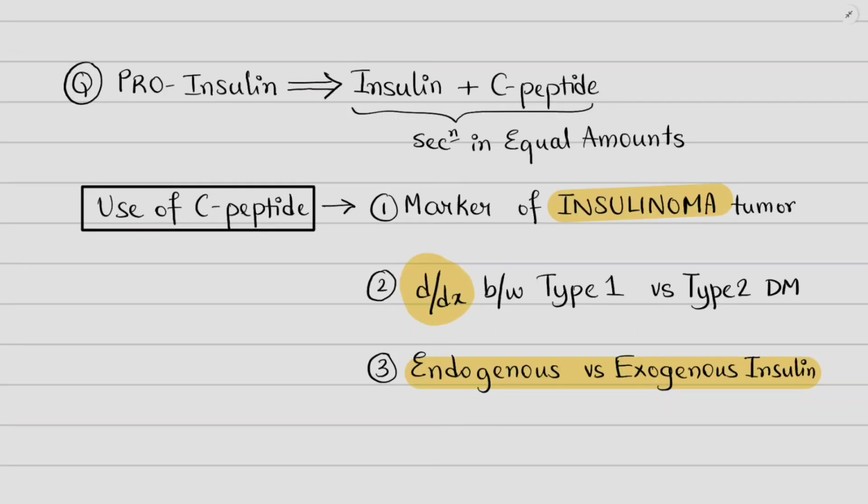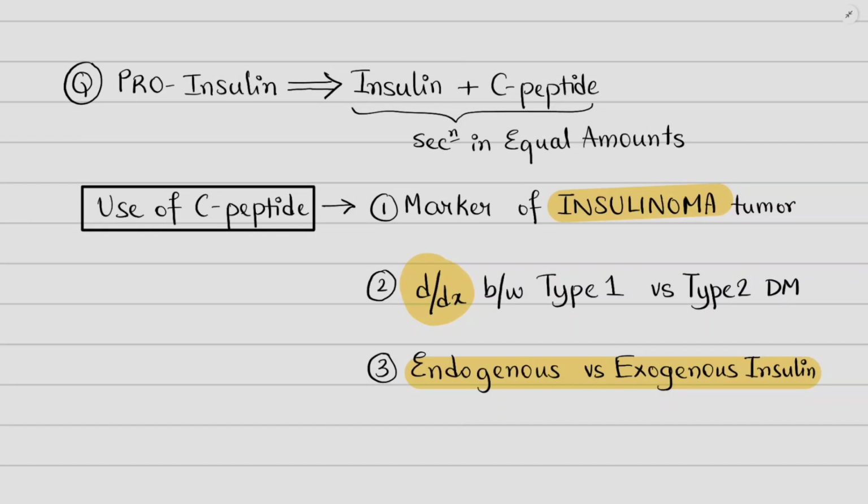Now in the human body, proinsulin is actually the molecule which is secreted from the beta cells. Proinsulin then gets cleaved into insulin and the C-peptide. Now these are secreted in equal amounts. Now, use of C-peptide is as a marker of insulinoma tumor, obviously, because if insulinoma occurs, then the secretion of proinsulin also increases and also the C-peptide secretion increases.